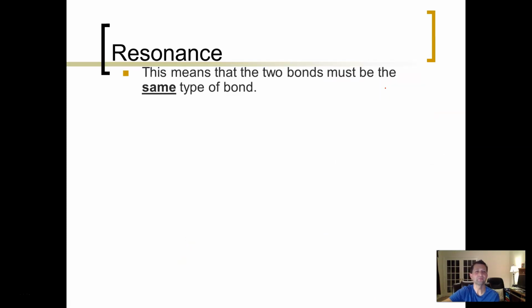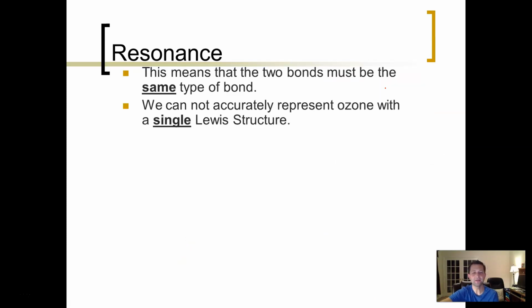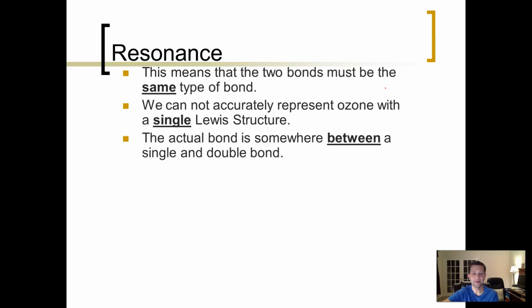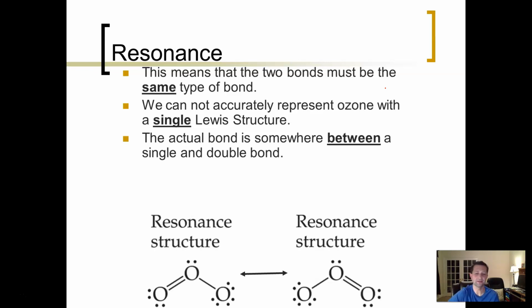So what does this mean? It means we have 2 bonds that must actually be the same type of bond. We cannot accurately represent ozone with a single Lewis structure though, all right? So what we're going to actually have is something between a single and a double bond. All right, so there you go.